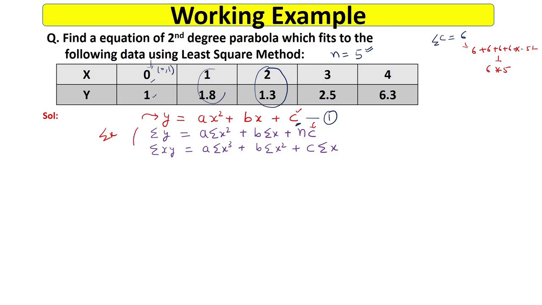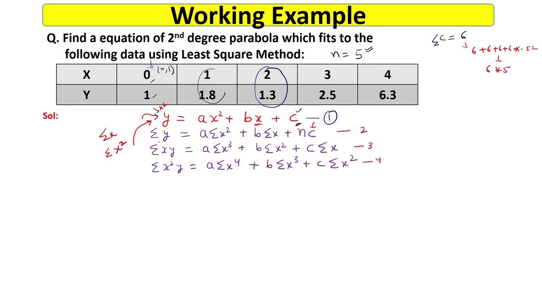Now again we will multiply the same first equation by summation of x square. So now we are multiplying it by x square and putting the summation. It becomes summation of x square y, then this becomes x to the power 4, this becomes x cube, and this becomes c into summation of x square. So we have got these 3 equations: this is equation 2, this is equation number 3, and this is equation number 4.